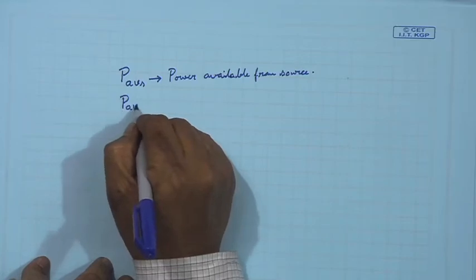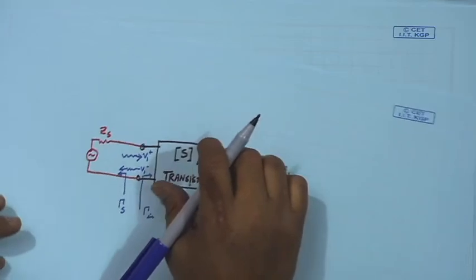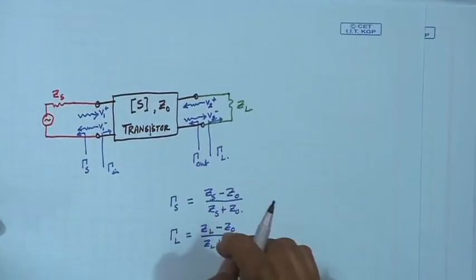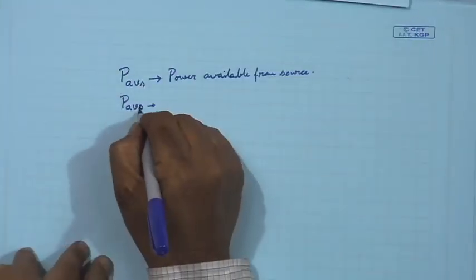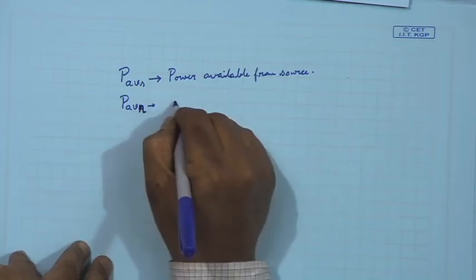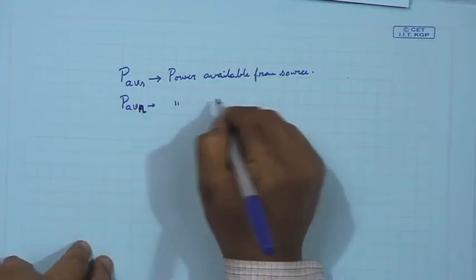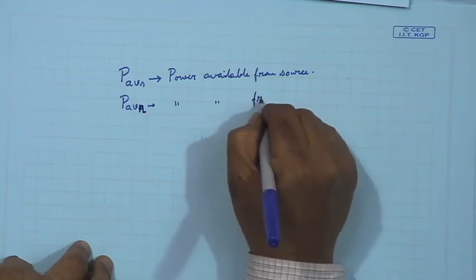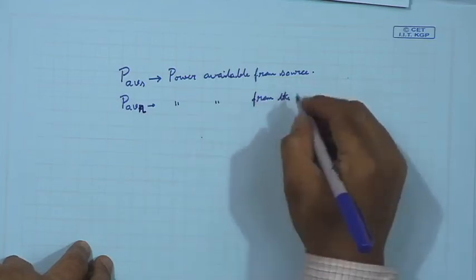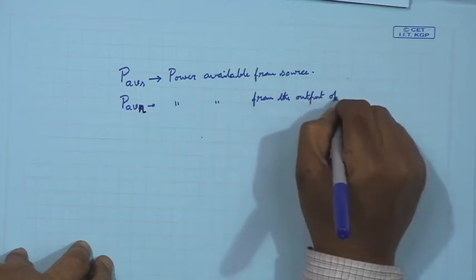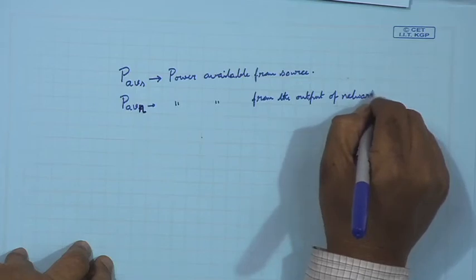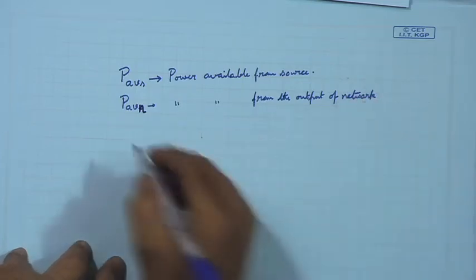Similarly, we are calling this transistor a 2-port network. So, in the symbols, this will be called network S. So, P_AVN, this is power available from the output of network, which for the amplifier is this transistor part.